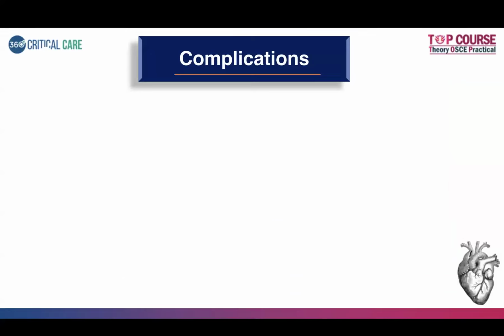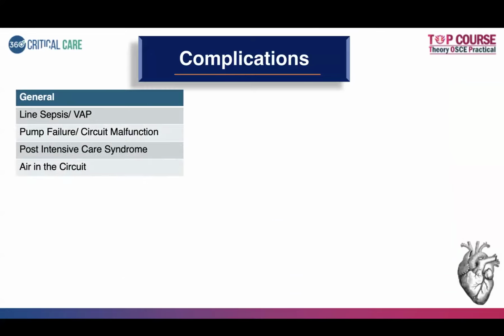So next is about the complications. So the general complications that can be there because of ECMO: line sepsis or VAP, that is, ICU-acquired infections, can be there. Then there can be pump failure or circuit malfunction. Because the patient is on multiple cannulas and lines, and the patient is invariably sedated and paralyzed, there is going to be a high risk of post-intensive care syndrome. So that needs to be kept in mind. And there can be air in the circuit, and that can be catastrophic.